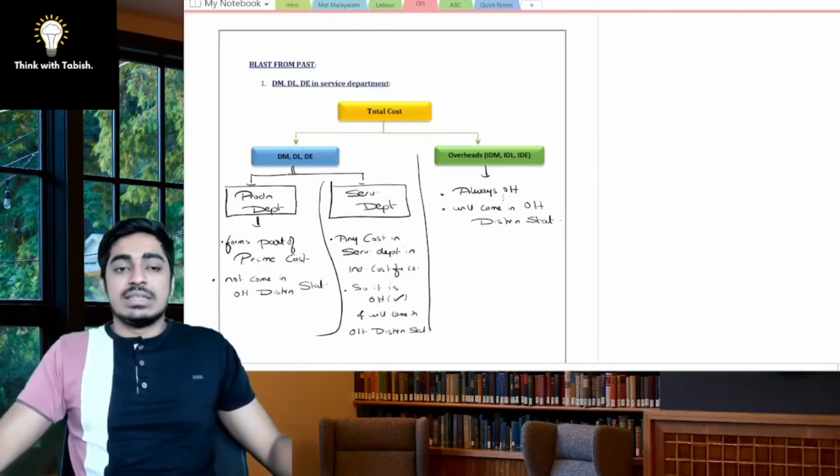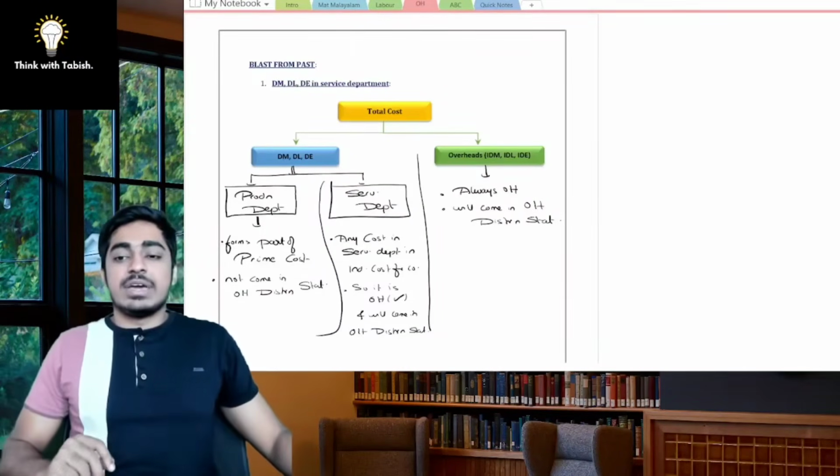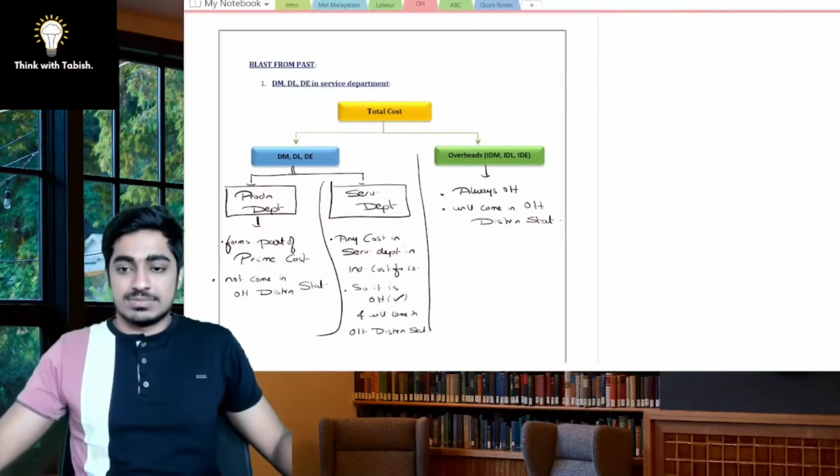Simple. These are the three methods for reapportionment, and this is where the reciprocal method is used. Clear?